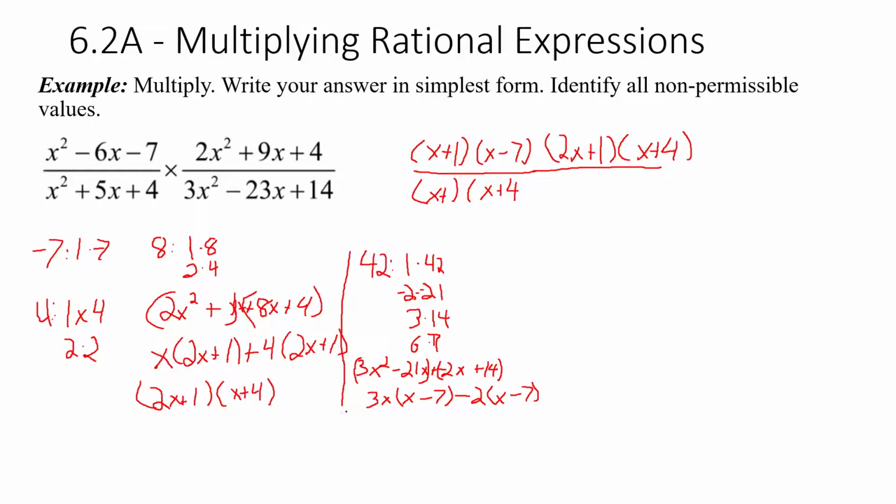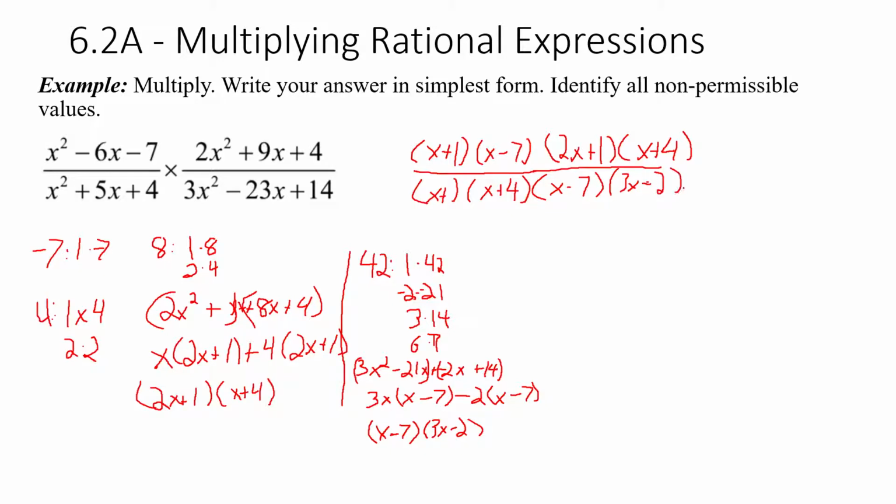From these two terms, the 3x times x minus 7 and the 2 times x minus 7, we're going to factor out the x minus 7. And when we do that, what we're left with is 3x minus 2. So that's what we are going to put in place of our polynomial up here. So x minus 7 and 3x minus 2.